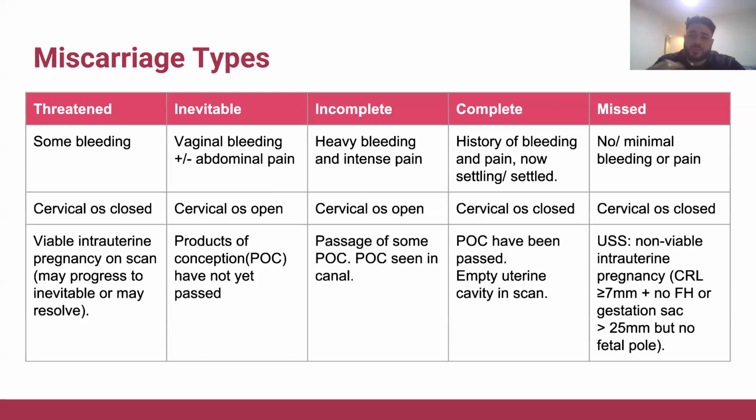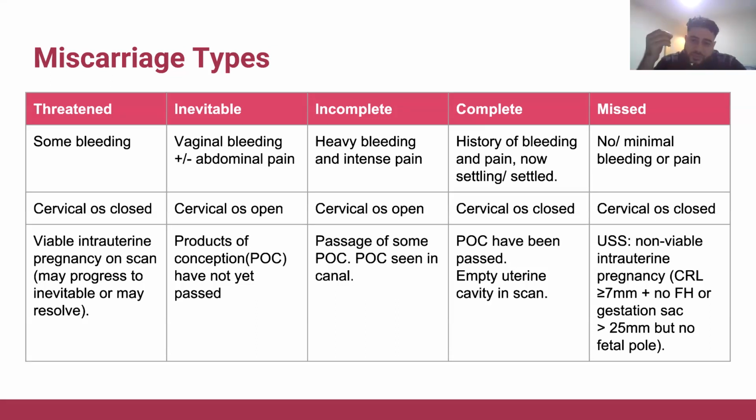Incomplete will be more intense pain and heavy bleeding, and you'll find the cervical os open. But the thing is that you'll see a mix of passage of products of conception, but some of the products of conception will remain in the canal as well. So it's incomplete in the sense that they haven't passed all the products of conception, right? In terms of complete, there'll be a history of pain and bleeding, but the picture will be more resolved and settled. They've come in now just to establish what happened.